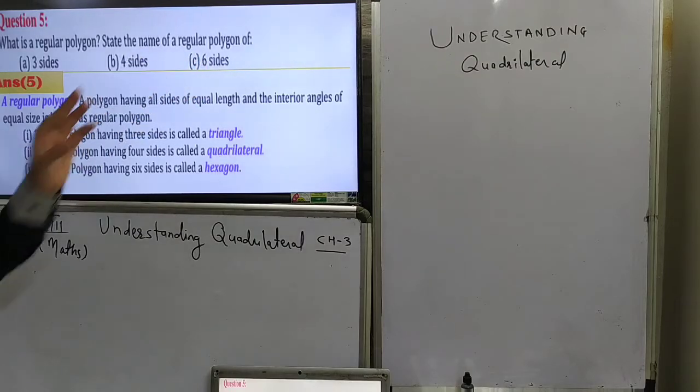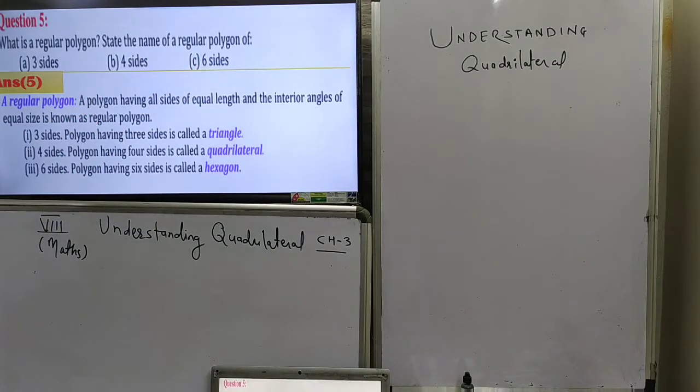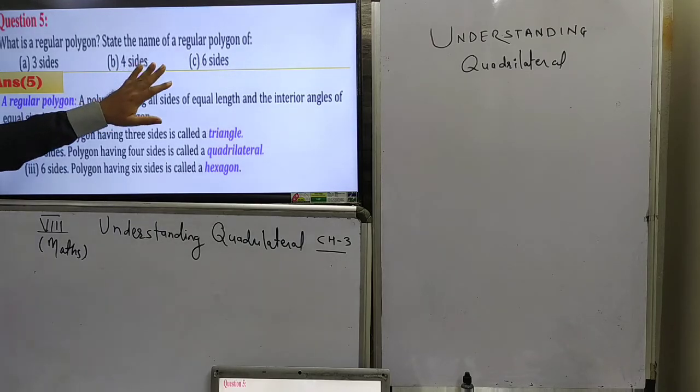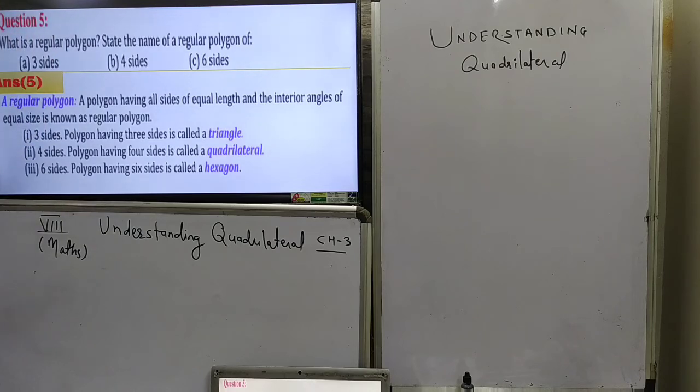A 6-sided polygon, you know that hexagon is a 6-sided polygon. Regular hexagon has 6 equal sides as well as 6 equal angles. Regular pentagon has 5 equal sides, 5 equal angles. Regular hexagon, regular heptagon, regular octagon. These are the regular figures.